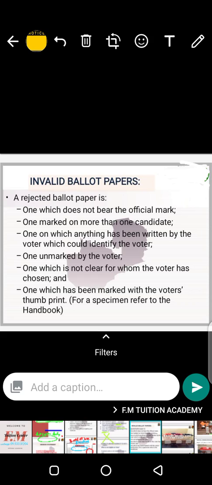Second reason, one on which anything has been written by the voter. If you write anything there as a voter, like a signature, or you write your name, then that ballot paper is not going to be considered, because you're not supposed to write anything on that ballot paper. Okay, one unmarked by the voter. Any ballot paper that has not been marked by the voter is just thrown away. So all these you need to write them in your book. One which has been marked by a voter's thumbprint. If, for example, the voter has accidentally put his thumb on the ballot paper and then his fingerprint is showing there, a thumbprint, then that ballot paper is going to be rejected. To reject it means it is invalid.